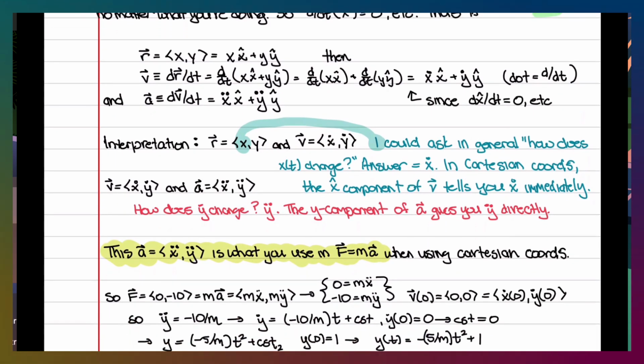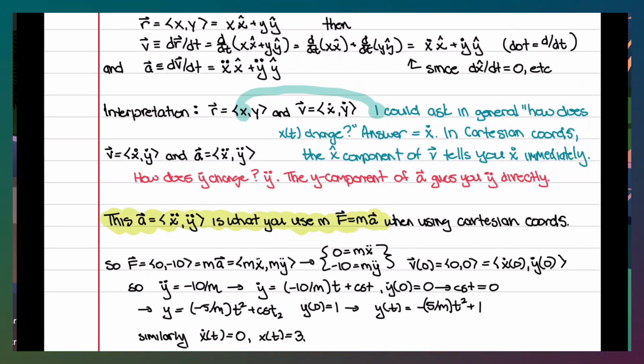And that seems pretty straightforward. Similarly with acceleration and velocity. How is x dot changing? Well, that is x double dot. How is y dot changing? Well, that is y double dot. Again, in Cartesian coordinates, you simply just have to look at the same coordinate for the vector, and that tells you how it is changing. Acceleration says how velocity is changing. Velocity says how position is changing.